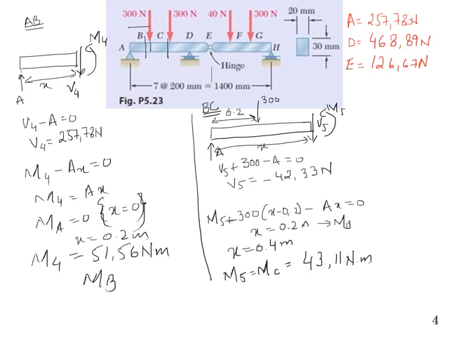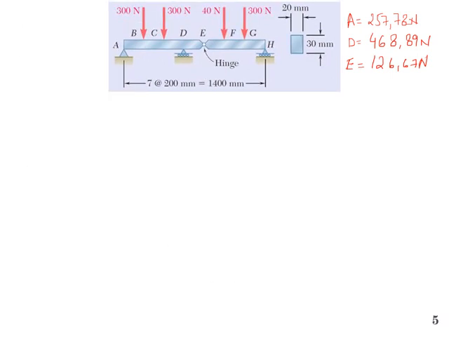Now let's calculate for the segments CD and DE. Now for segment CD, let's take a section just over here, and let's draw a free body diagram, and that is valid for segment CD. Let me take the shear force for segment CD acting downward. So let's take V6 and moment M6.